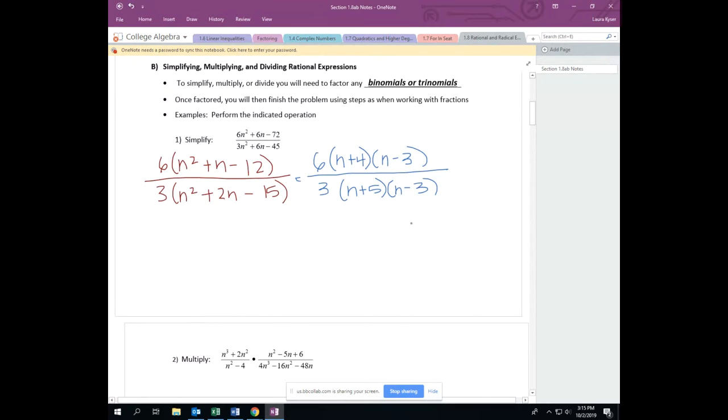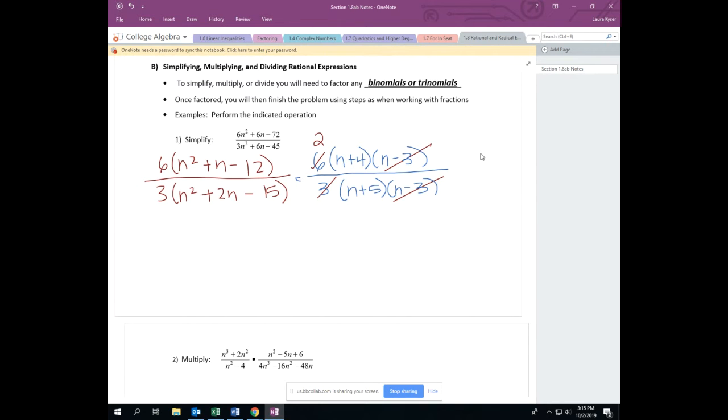Once your trinomials have been completely factored, now we want to take a look at what's going on in the top and bottom. Remember, if you have monomial pieces here, you can simplify those in whichever way is appropriate. In this case, 6 divides by 3 evenly, so the 3 is going to go entirely and the 6 will become a 2. Once you deal with any monomials, you want to look through and see if you have any identical binomial factors. And if you have any identical binomial factors, you want to cancel them out. In this case, n minus 3 is identical, so they cancel each other out.